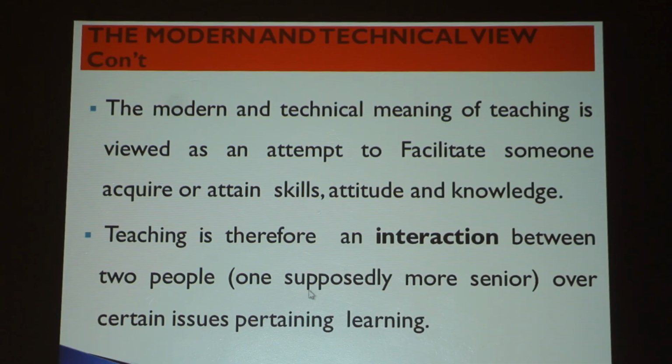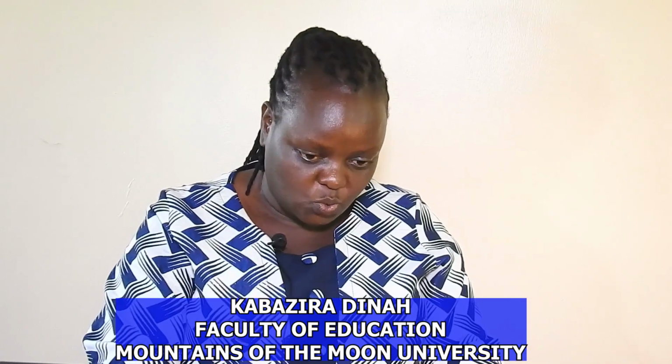Teaching is therefore an interaction between two people. Unlike in the traditional way where I was saying it was one way, in the modern view, we say it's two-way. The teacher and the student. However, the teacher is a little bit senior, and the learner is also contributing. That's the modern way of looking at teaching.